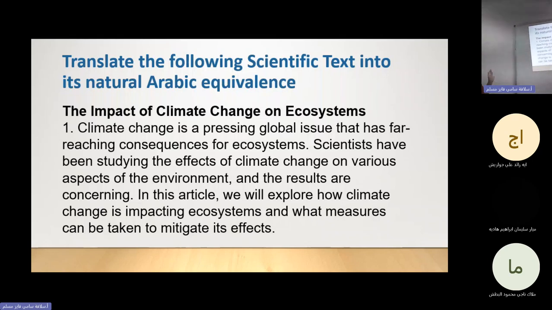Try to talk with each other to know which is the best equivalent of this word in Arabic. Okay? Start. You have all your friends here. It's fine. You can work in groups. Work in groups.